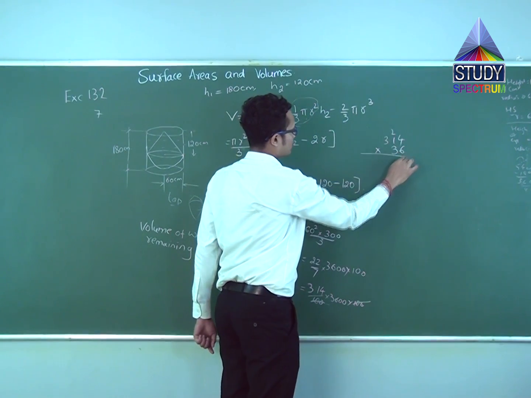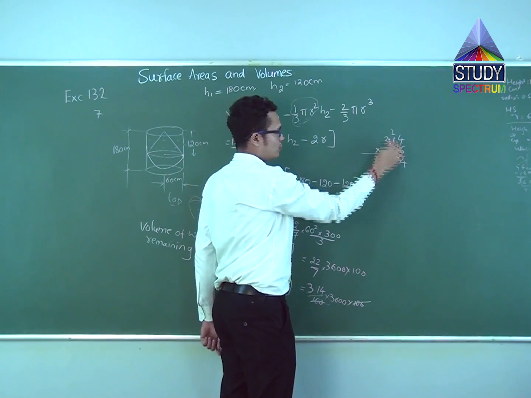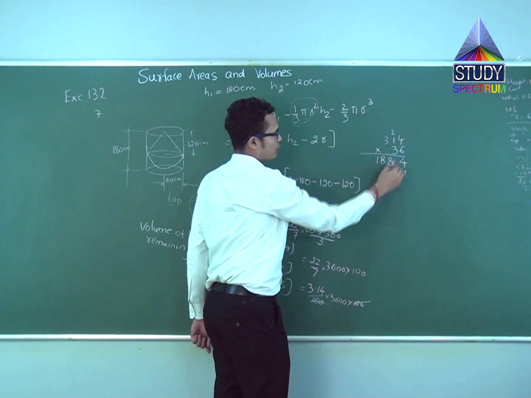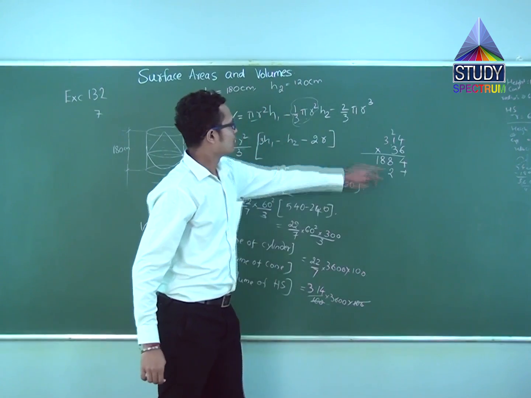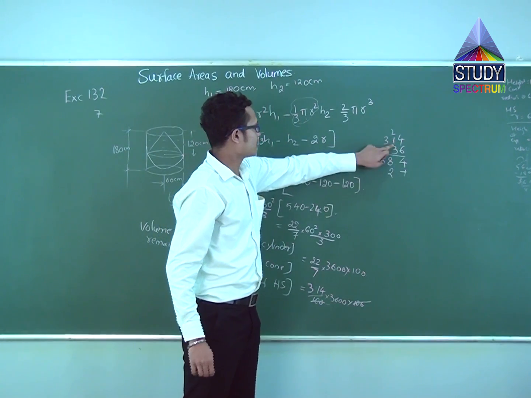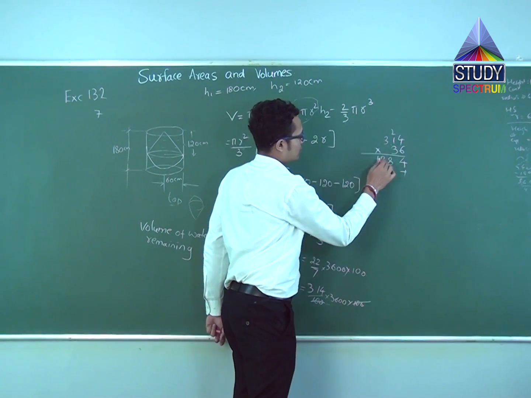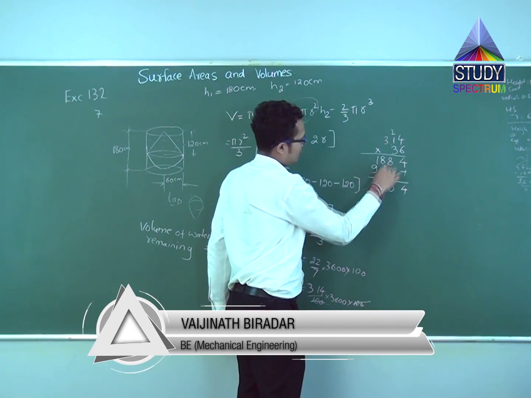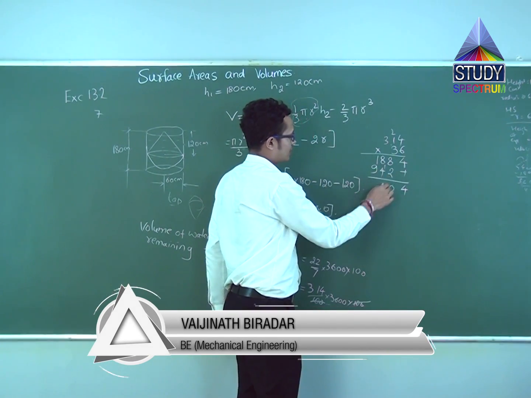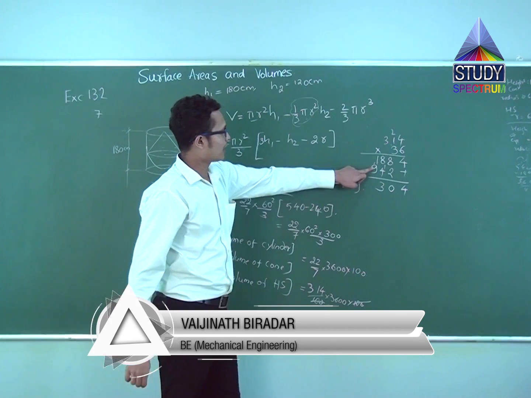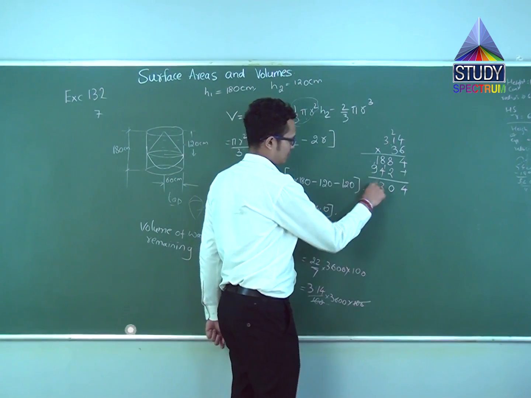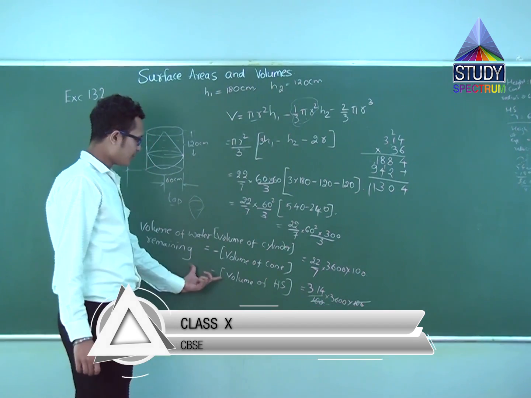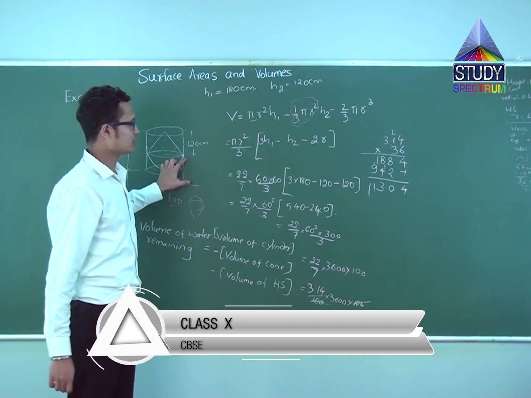6 into 4 is 24. 6 into 1 is 6 plus 2, 8. 6 into 3 is 18 plus 3 into 4, 12. Carry 1. 3 into 1 is 3 plus 1, 4. 3 into 3 is 9. 4. 8 plus 2, 10. 0. Carry forward 1. 8 plus 4 is 12 plus 1, 13. 3. Carry 1. 9 plus 1, 10 plus 1, 11. So that is 11,304 centimeter cube, because all the dimensions are in centimeters.